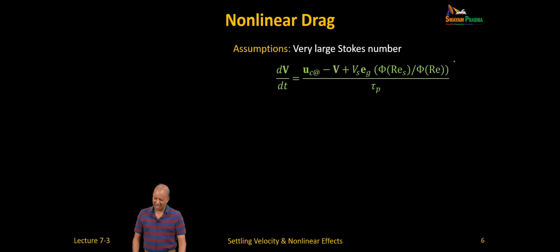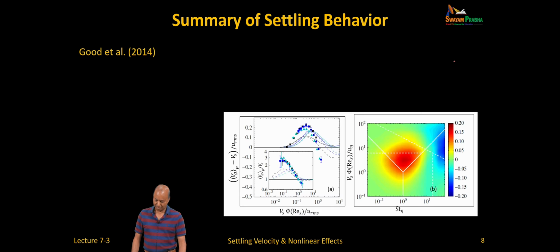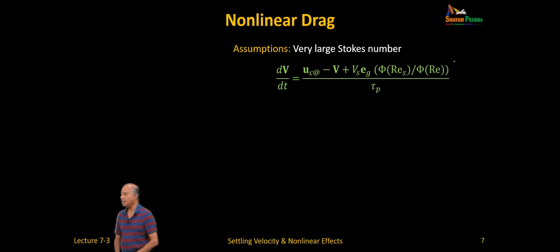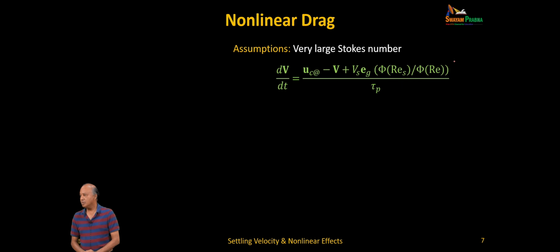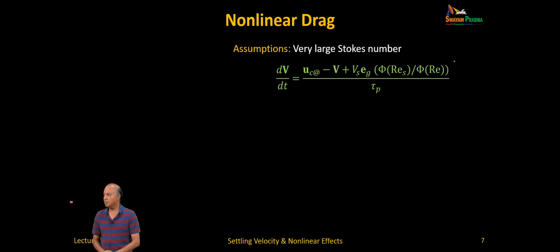So I just have a little bit more details on some of the stuff that I talked about. Sir, just one question. Yeah. So average settling velocity decreases. That you have explained with this non-linear drag.